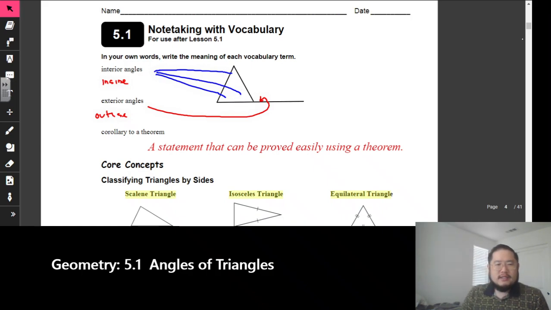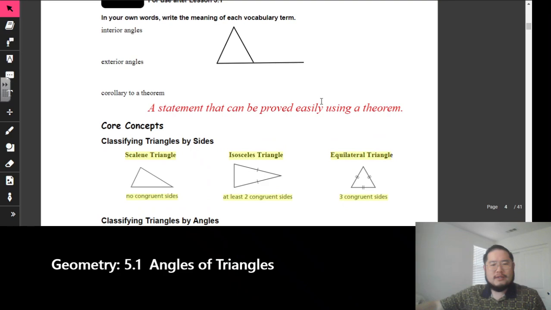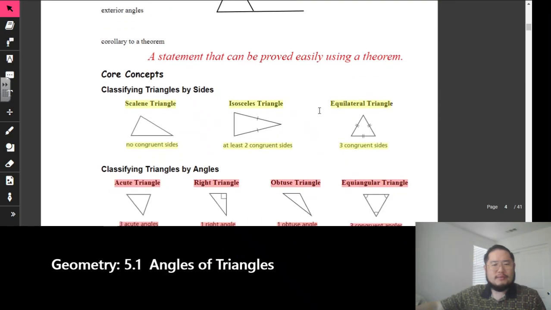All right. Let's go to the next term. The corollary to a theorem. That right there is a statement that can be proved easily using a theorem. Okay, so once again, we are doing quite a bit of proofs in this section, so it's going to be important to know all of your terms.